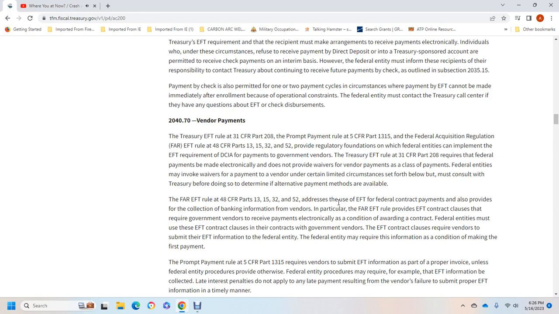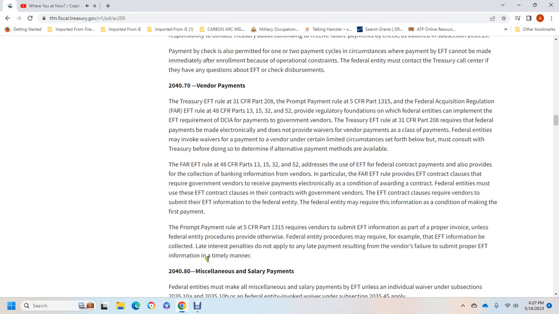The federal entity may require the information as a condition to make the first payment. The Prompt Payment Rule in Title 5 CFR Part 1315 requires vendors to submit the electronic fund transfer information as part of the proper invoice, unless the federal entity provides otherwise. Federal entities may require, for example, the electronic fund transfer information to be collected; late interest penalties do not apply when late payment results from the vendor's failure to submit proper electronic fund transfer information in a timely manner.